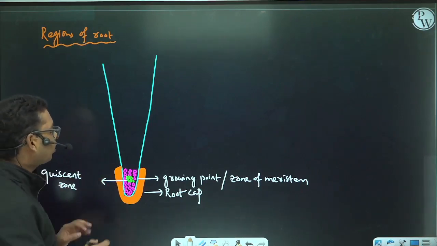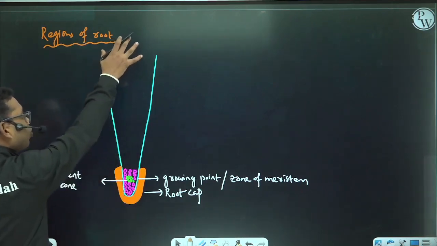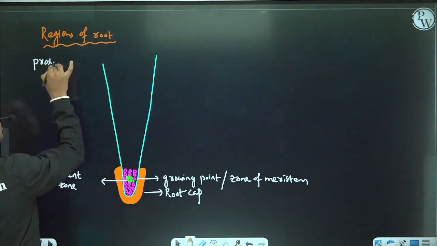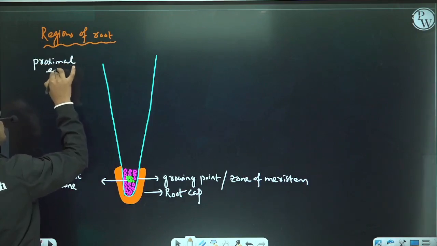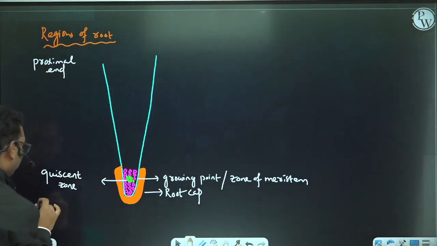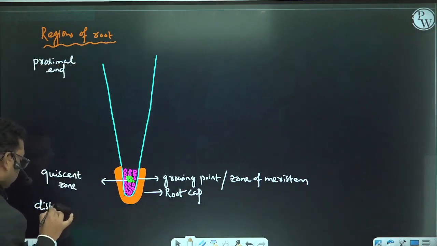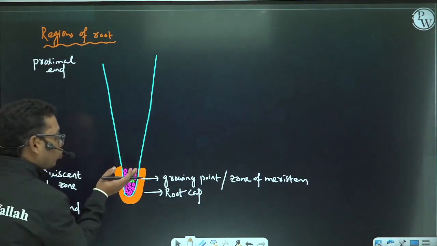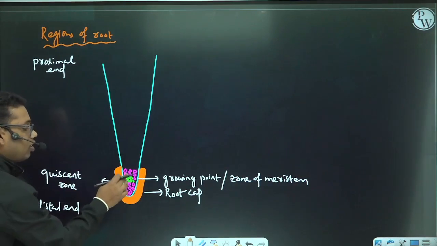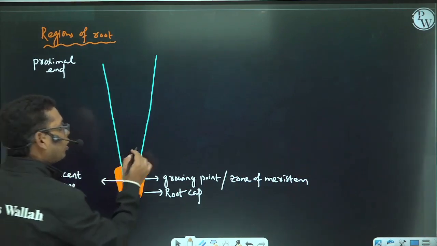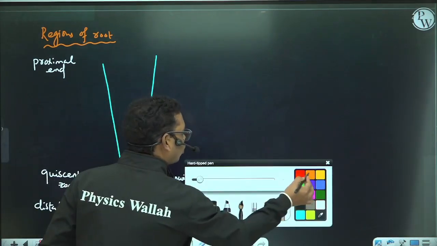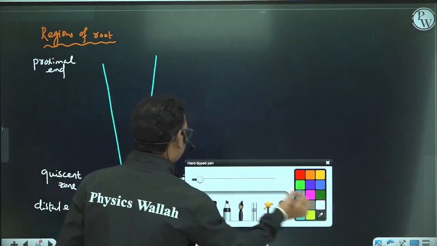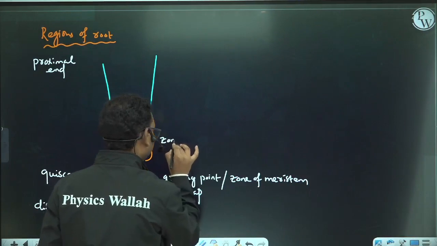Now see, the root has developed from this end, and that is why this end will be called the proximal end. And this end will be called the distal end. Towards the proximal side of the growing point, there will be a zone, and that zone will be called the zone of elongation.